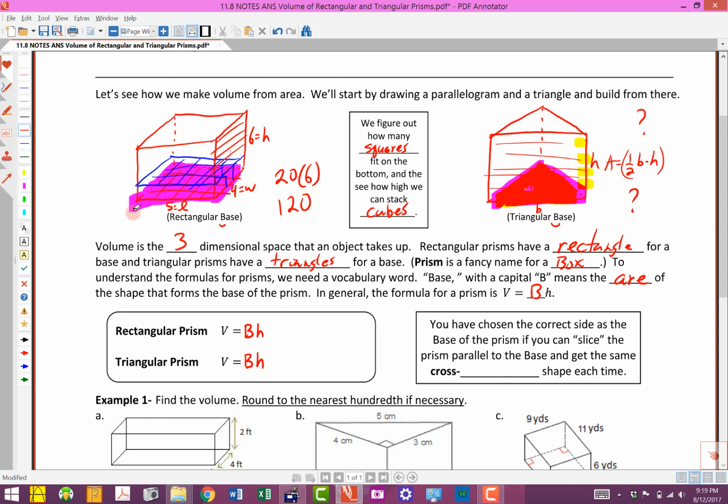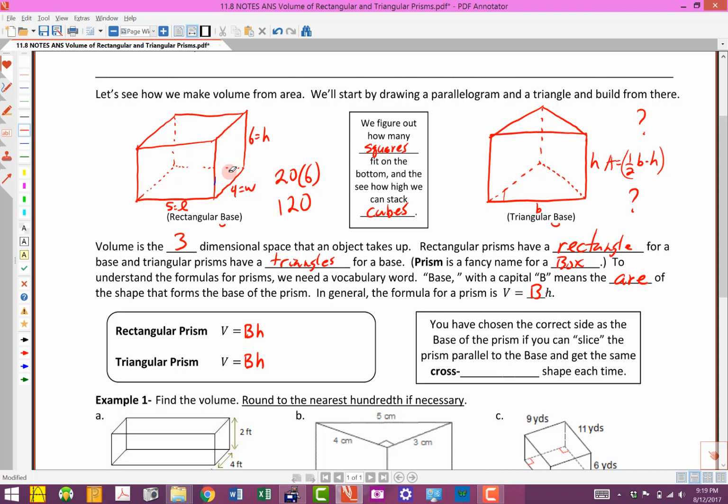Well, this is where I want to point out something else, and this is called a cross section. Okay, so let me get rid of these guys right here, that right there. So you'll know that you've chosen the correct side or the correct face of the three-dimensional figure as the base of the prism if you can slice the prism parallel to the base and get the same cross-sectional shape. So I'm going to clean each one of these up just a little bit so that it looks a little bit better. Okay, so it looks like that. Get rid of these guys right here. Kind of clean up the inside of this. Okay. So here's what we're talking about.